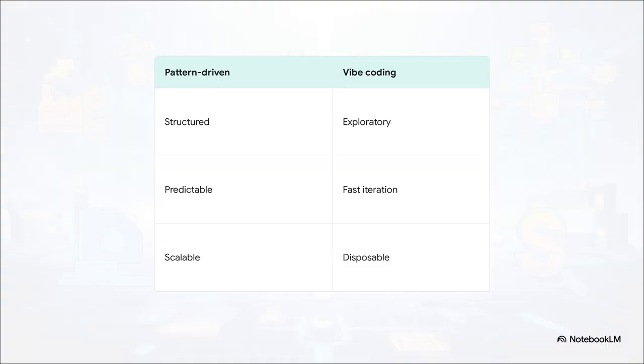And this all leads to a really important trade-off. There's what you might call vibe coding. Just getting something working, exploring an idea. It's fast, it's great for prototypes, but it's usually disposable. On the other side, you have pattern-driven development. It's structured, it's predictable, and it's how you build real systems that can scale and be maintained for years. You just have to know which game you're playing.